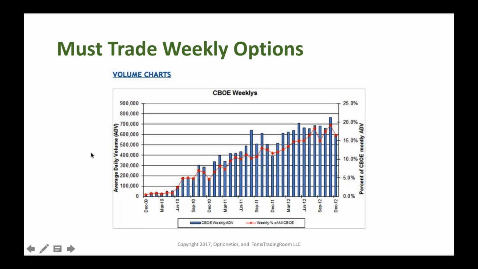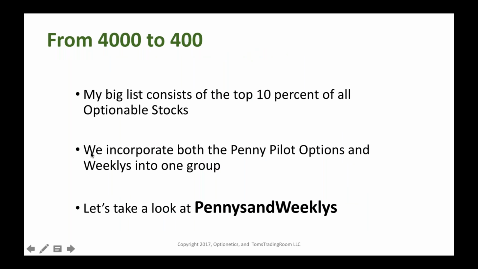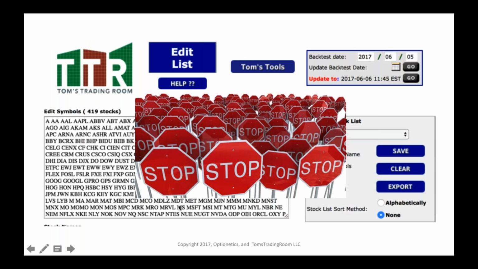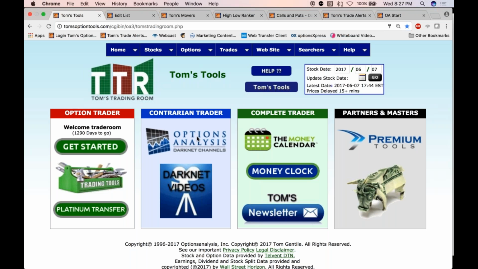So that's another area. To get from 4,000 to 400, basically the top 10% of all optionable stocks, we must incorporate both the penny pilot options and the weeklies into one group. What we'll look at is a list that I have in our tools called Pennies and Weeklies, within Tom's option tools. I want to show you how that's set up, so I'm going to pop on over here.